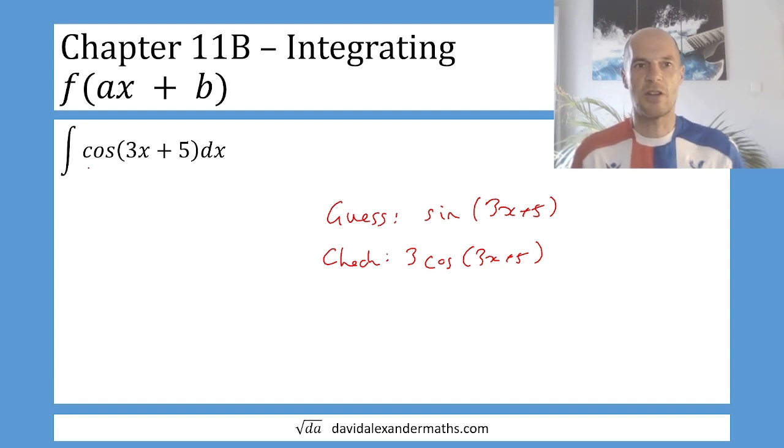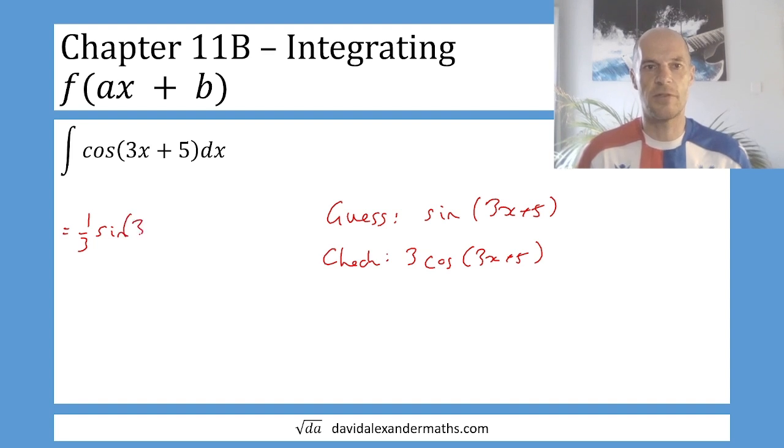Okay, now we are integrating the 1 cos(3x + 5). So we can clearly see that our guess of sin(3x + 5) is not correct, because that is giving us 3 times too many cos(3x + 5)s. So therefore, what we need to do is divide this through by 3. So we can either write all of this over 3, or just 1/3 times sin(3x + 5) + c.